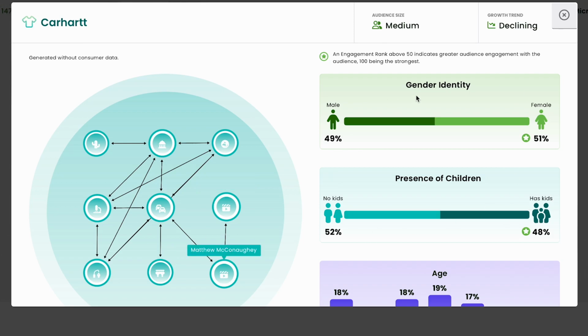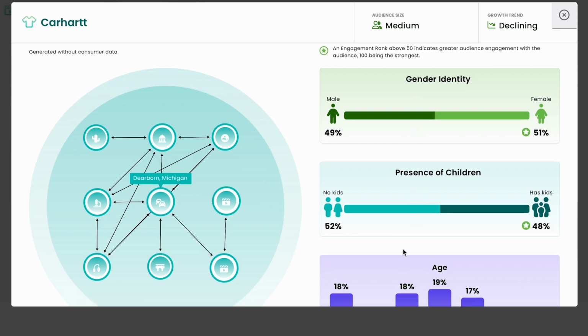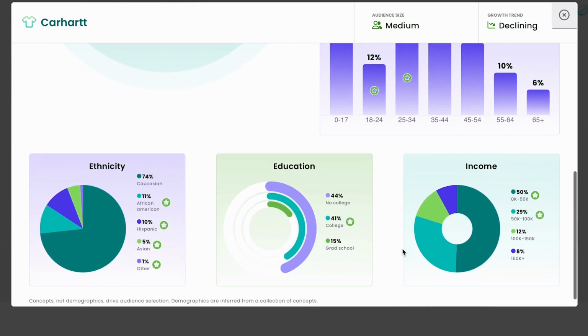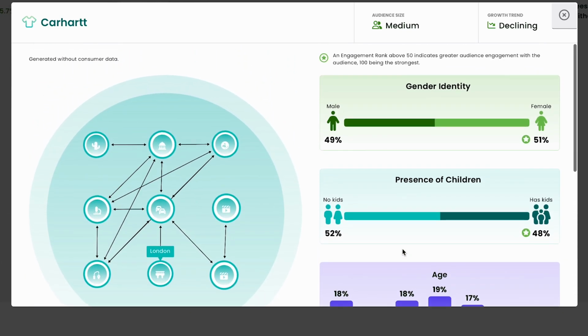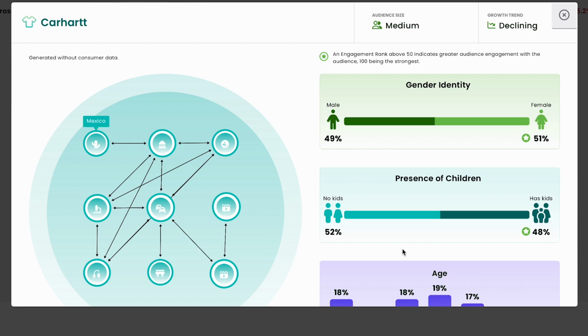Now let's further explore the audience for Carhartt. Our technology goes way beyond the general makeup of a prospect audience by using these concepts, but it has the ability to generate demographic information. Concepts, not demographics, drive audience selection. Demographics are inferred from a collection of concepts. So what the AI is saying here, which I find kind of interesting, is that the split between male and female is basically half and half.